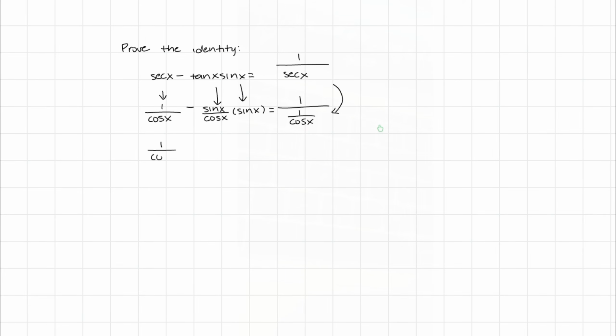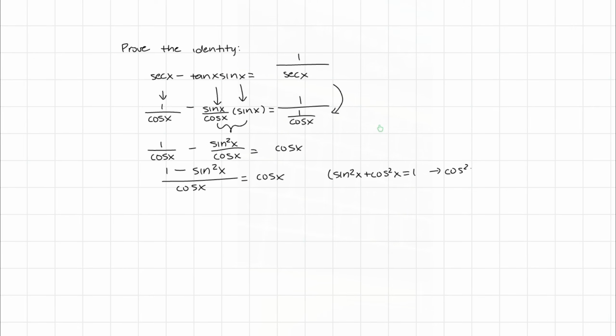So 1 over cosine x minus sine squared x over cosine x is equal to cosine x. 1 minus sine squared x over cosine x is equal to cosine x. We know from our original formula that cosine squared x is equal to 1 minus sine squared x. So cosine squared x over cosine x is equal to cosine x.